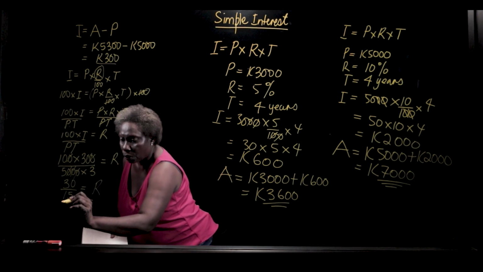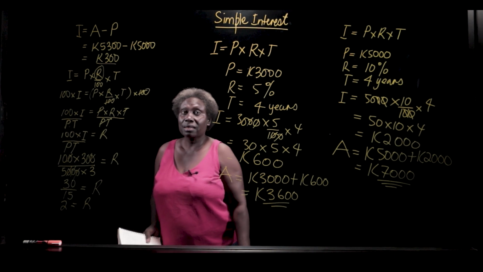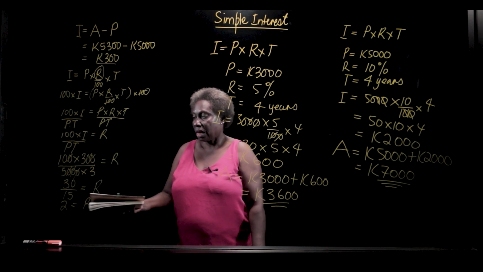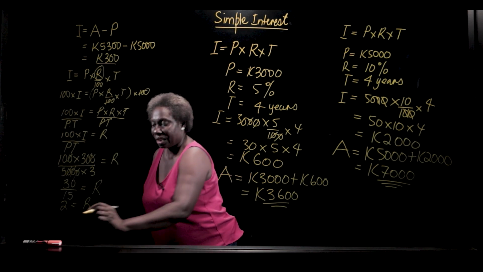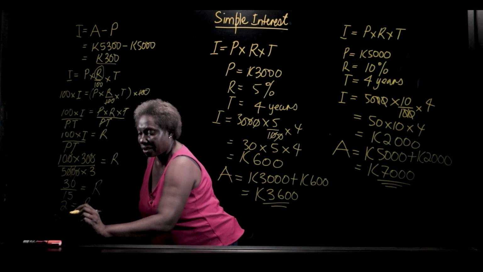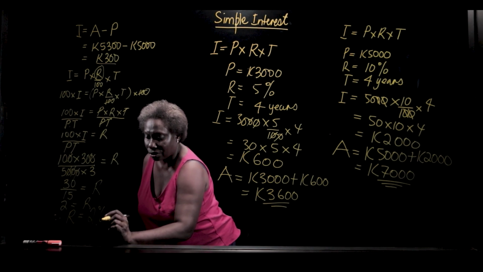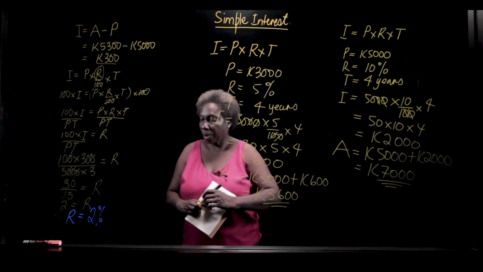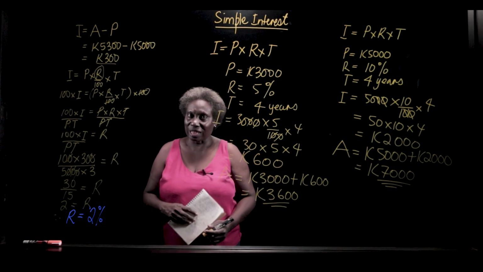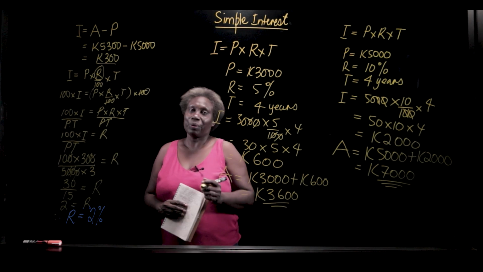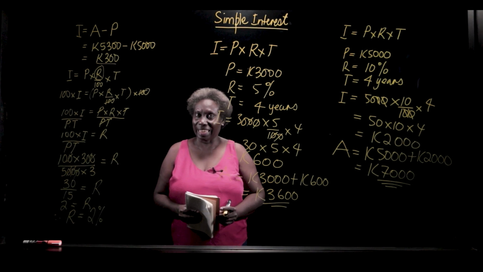Therefore, 2 is equal to R. Since rate is expressed as a percentage, therefore our rate is equal to 2%. So he was paid an interest of 2% for the 5,000 kina that he invested in order for him to receive 5,300 kina at the end of the period.